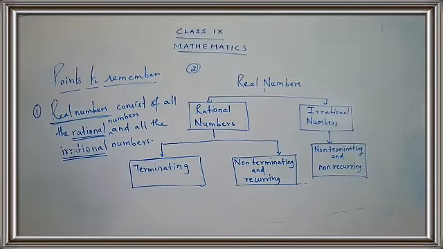So real numbers are made of rational numbers and irrational numbers. Then under rational numbers, you're going to write down terminating and non-terminating and recurring. That is, rational numbers can be expressed as terminating expansion or non-terminating and recurring expansion. That is one for rational. And for irrational numbers, you have only one way of expressing, that is non-terminating and non-recurring.